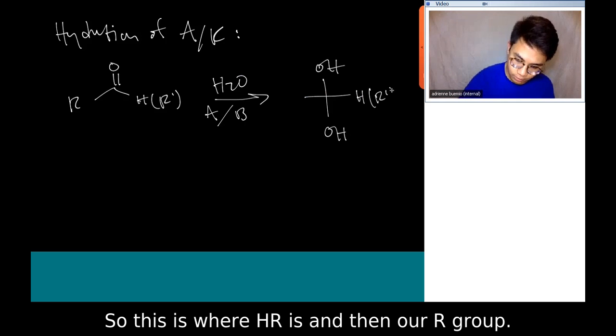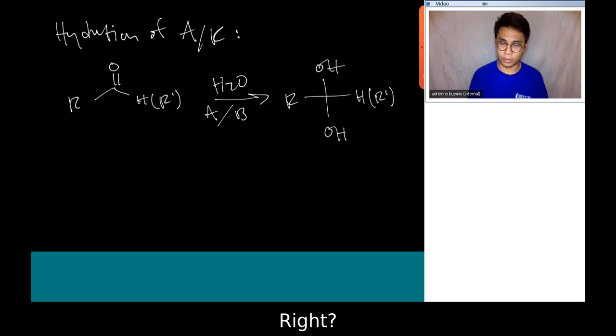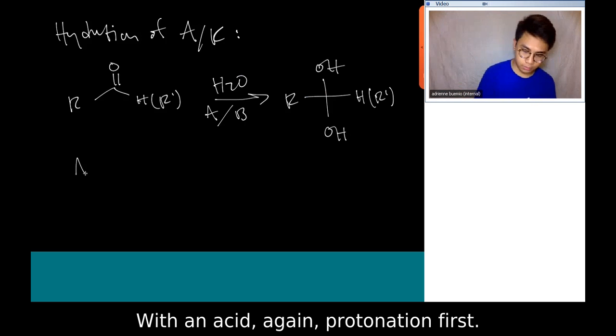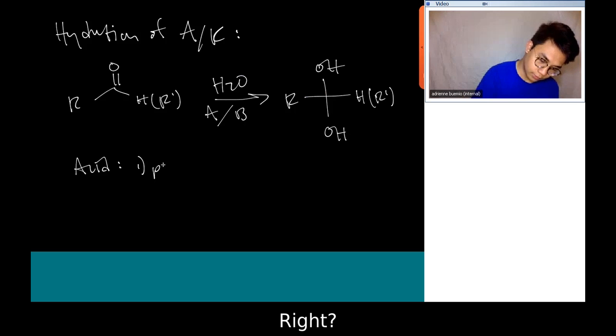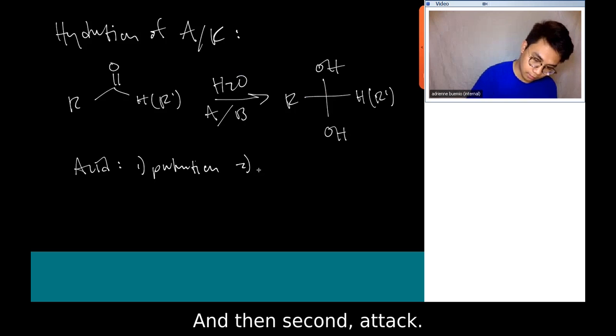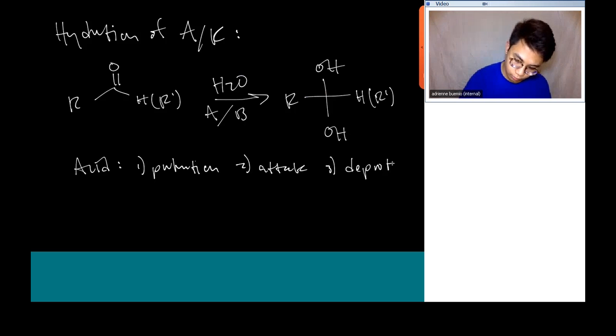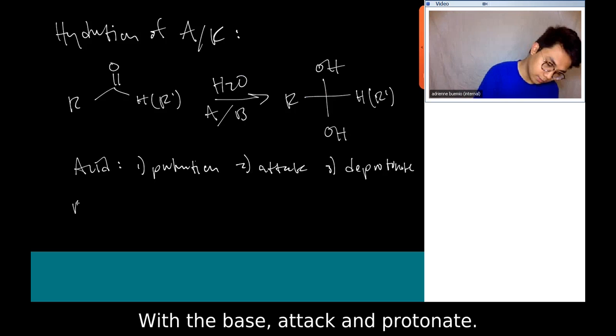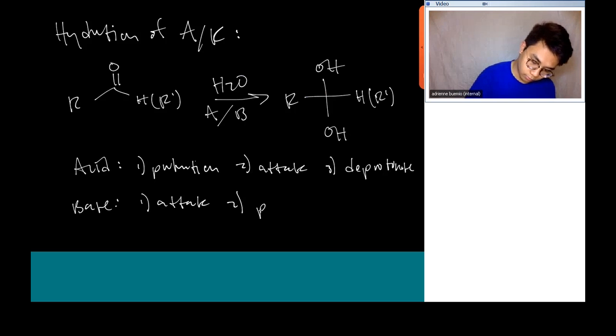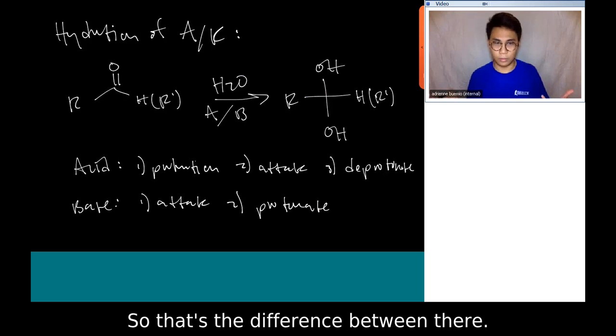So this is where H R is, and then the R group, right? So that's it. With an acid, again, protonation first, and then second, attack, and then third, deprotonate. With a base, attack, and protonate. So that's the difference between there.